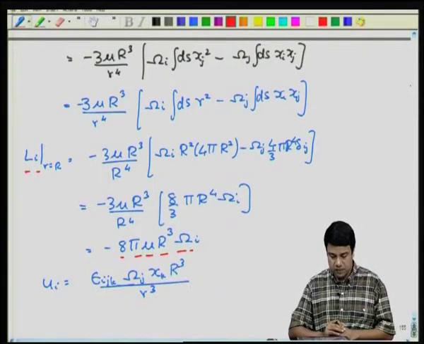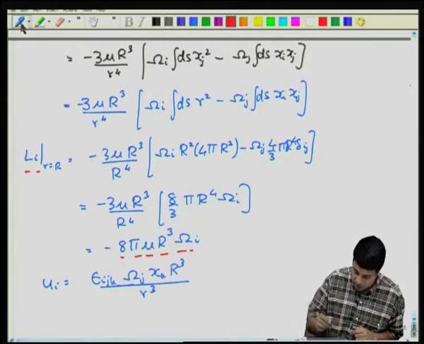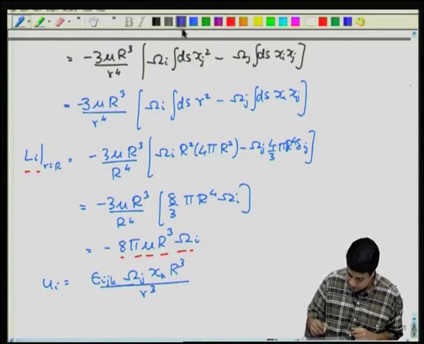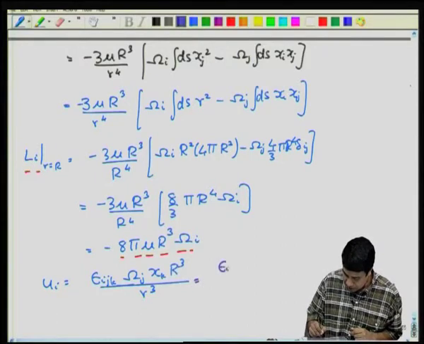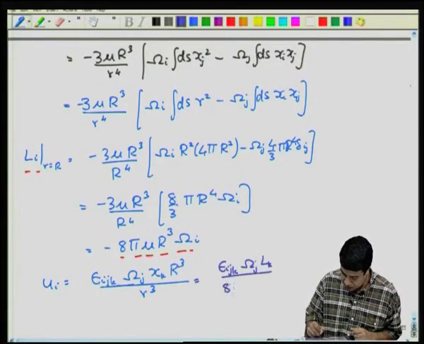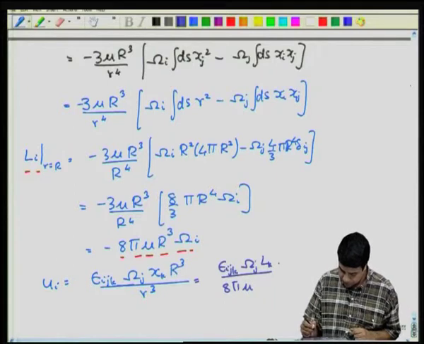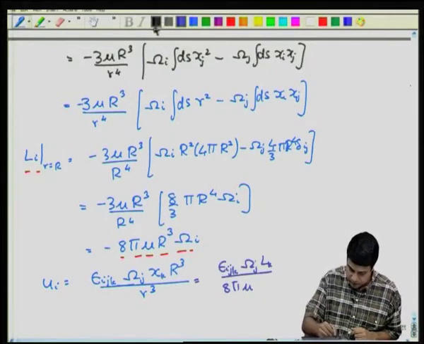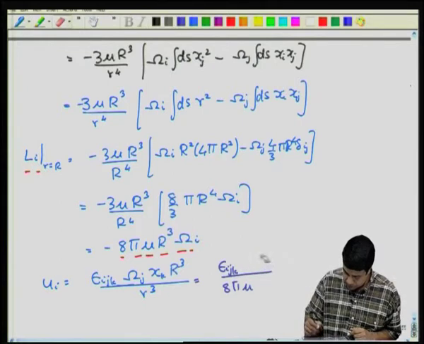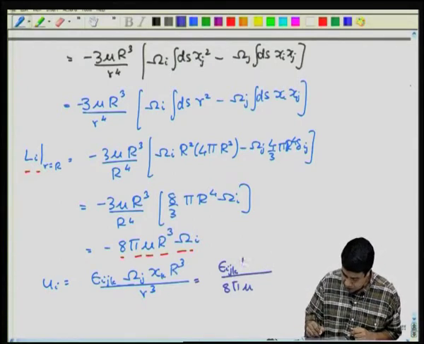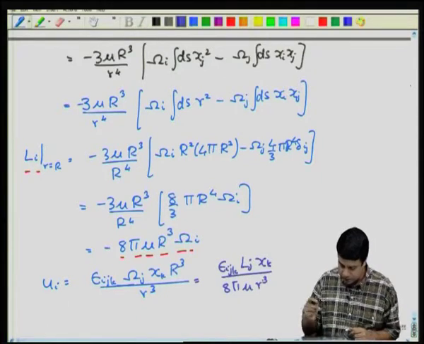So, the angular velocity becomes 1 by 8 pi mu r cubed times the torque. So, if I write it in terms of the torque, I will get epsilon ijk Lj xk by 8 pi mu r cubed.